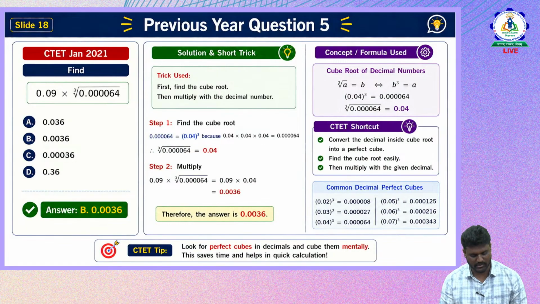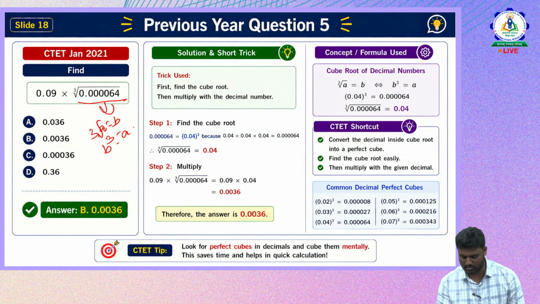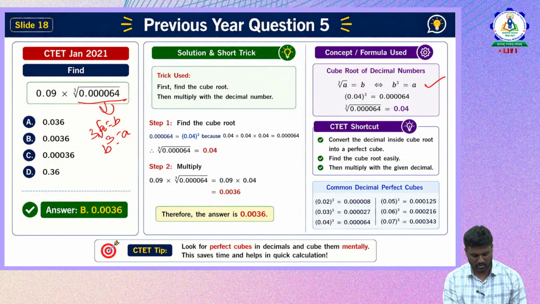The concept involved here is the cube root of decimal numbers. The given value is in the form of decimal numbers. The cube root of a is equal to b, where b cubed is equal to a. So now, 0.000064 can be written as 0.04 whole to the power of 3.